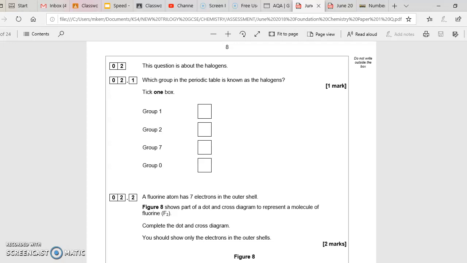Group 1 are the alkali metals, so it's not that. That's lithium, sodium, potassium. Group 2 are known as the alkaline earth metals, so it's not that one. And group 0 are the noble gases like helium, neon, argon, krypton, xenon. And this one.